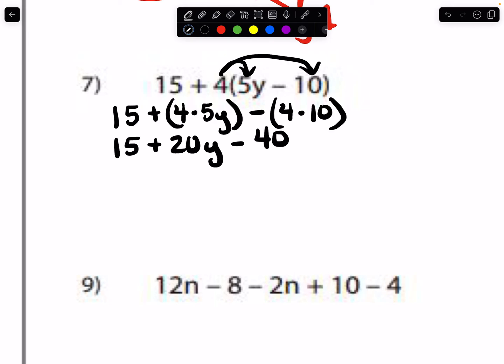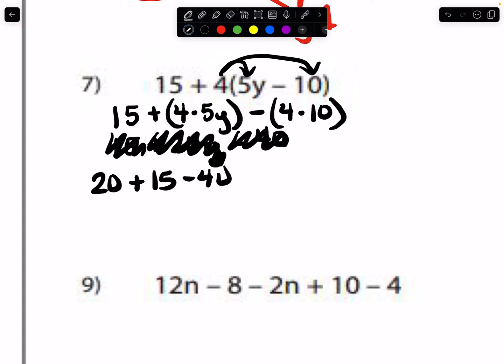Got to rearrange so that my letters, my variables, come first. So 20y comes first because he's positive. This 15 is a positive 15, so I scribble him out. Bring down my minus 40. And now I combine what I can. Oh, I forgot to leave my y.